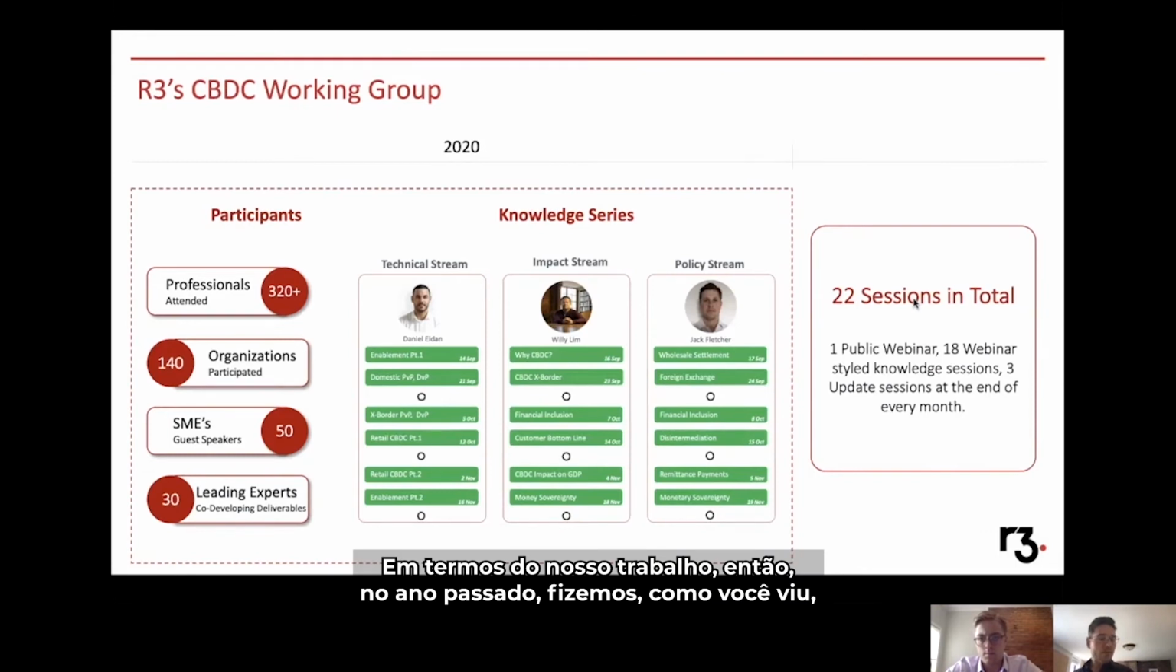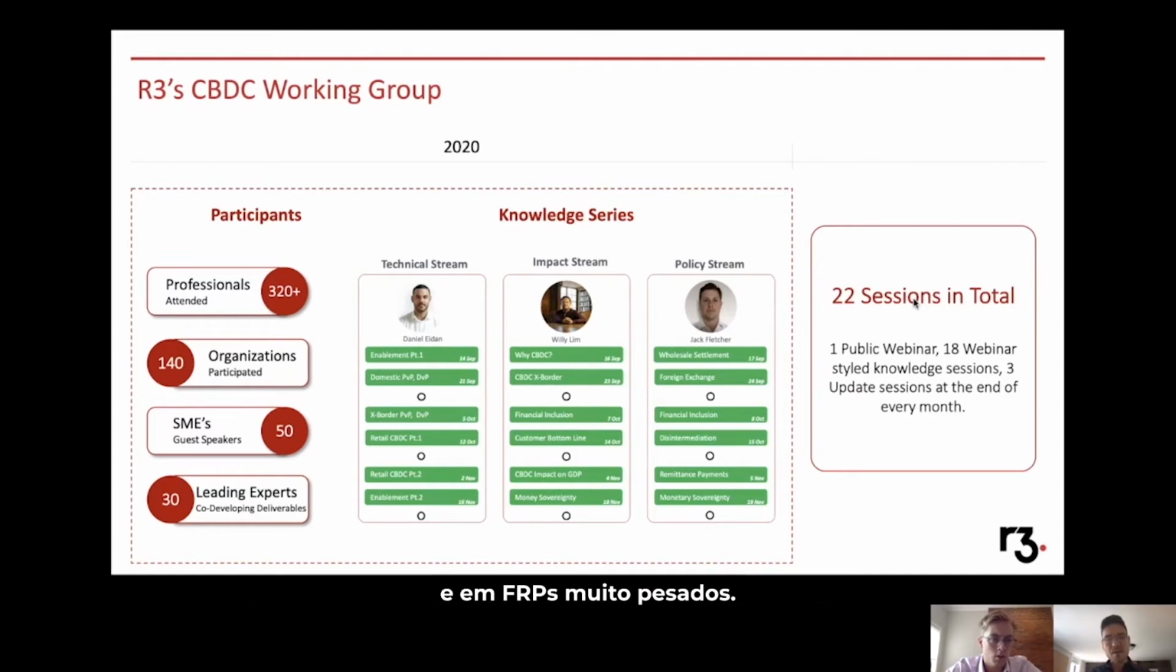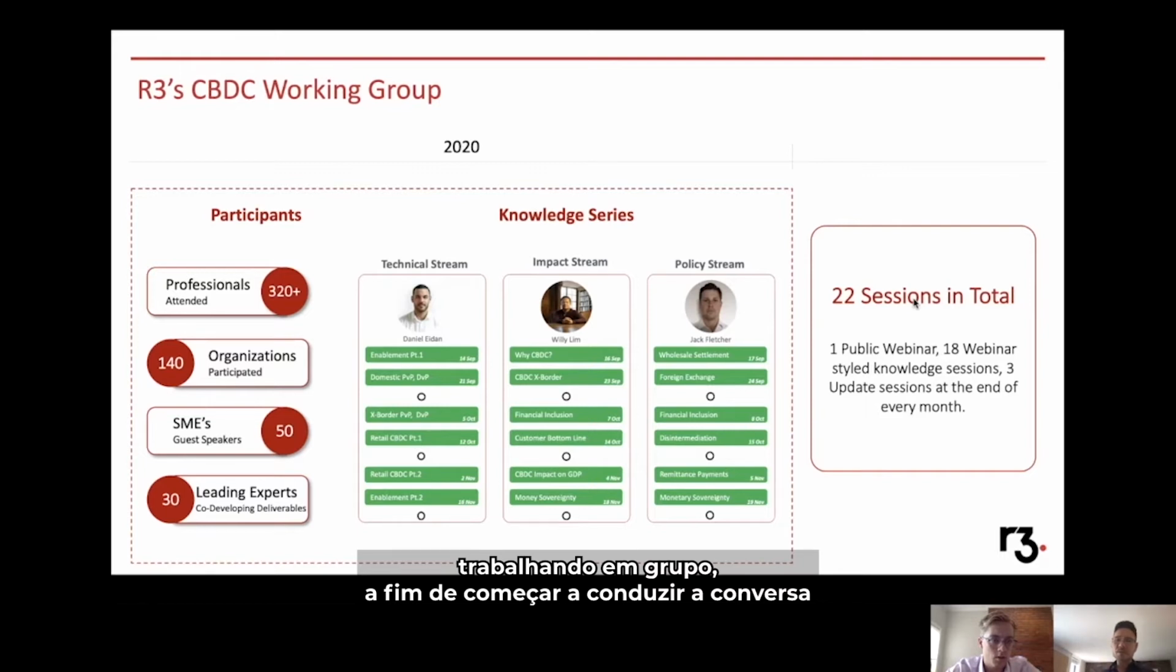In terms of our work, last year we've done, as you saw earlier, 5 years of research and development with some of the largest central banks in very heavy lifting RFPs. Last year we kicked off a CBDC working group in order to start to drive the conversation to some sort of a conclusion where we could build some capability to accelerate the work that central banks are doing around the world. So we kicked off a working group last year in July.